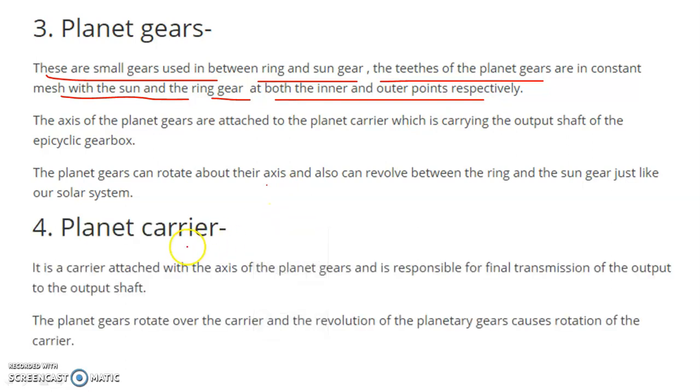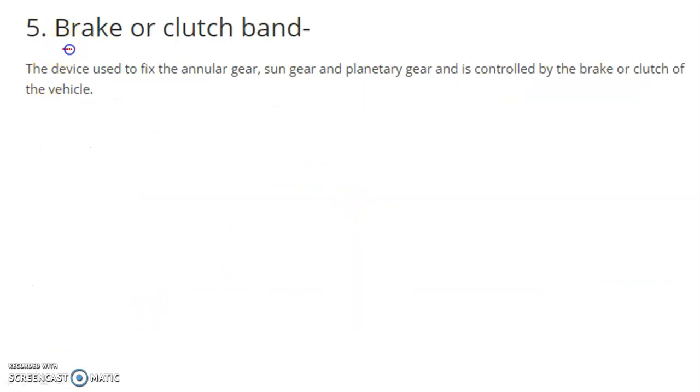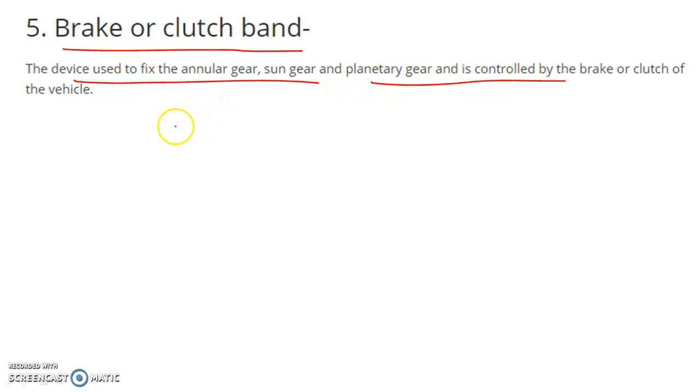Next component is the planet carrier. It is a carrier attached with the axis of the planet gears and is responsible for transmission of the output to the shaft. So this is another component. Last component is the brake or clutch band. The device used to fix the annular gear, sun gear and planetary gear is controlled by the brake or clutch of the vehicle.